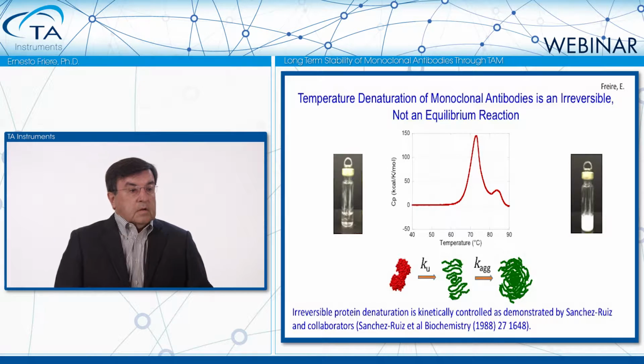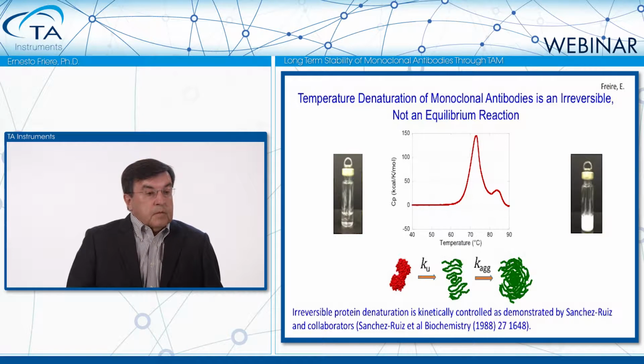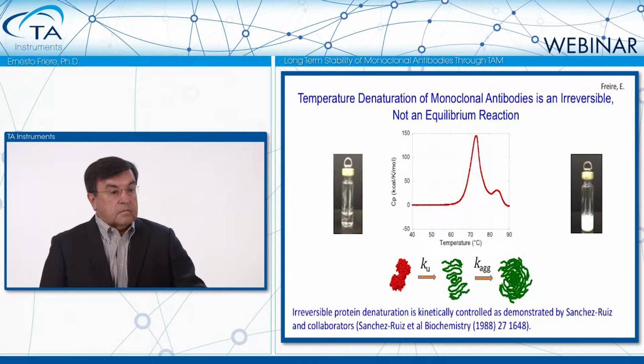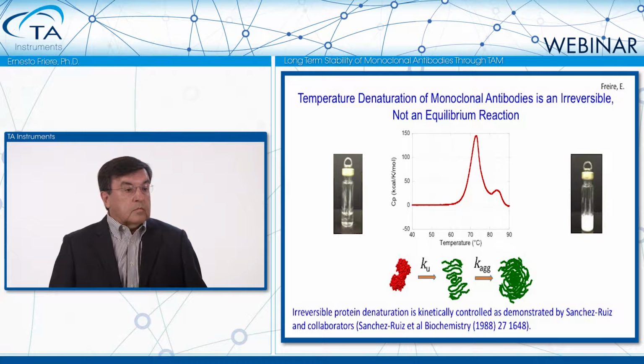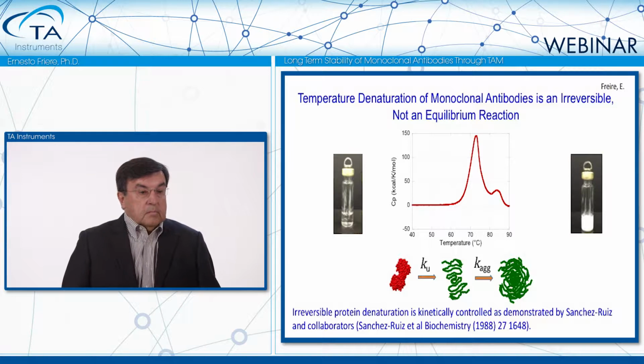Let's recapitulate a little bit what the temperature denaturation of monoclonal antibodies looks like. If a monoclonal antibody is allowed to undergo thermal denaturation, what is going to happen, besides looking at the nice peak that you see in DSC, is that the solution will become a total precipitated white milky stuff in which the antibody has been totally denatured and aggregated.